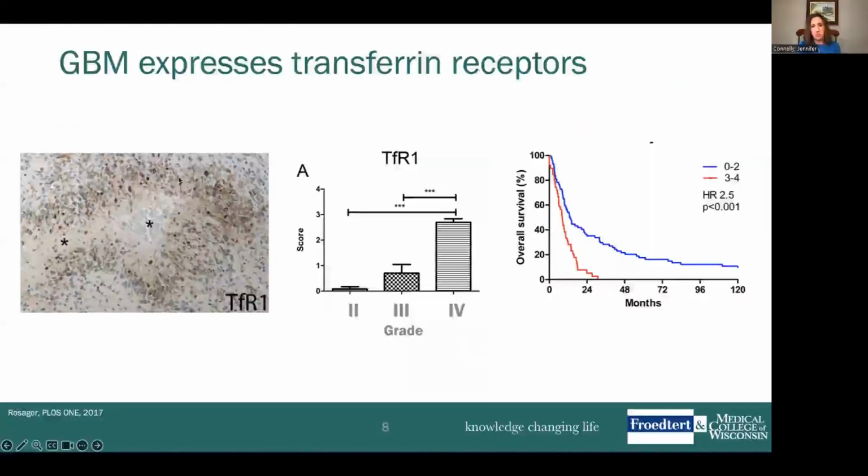So not only do we see the expression with glioblastoma, but when we look at the different grades of astrocytoma, the higher the grade of the astrocytoma, the higher the transferrin receptor expression. It also correlates with overall survival. So the higher the transferrin receptor expression, the lower the overall survival.